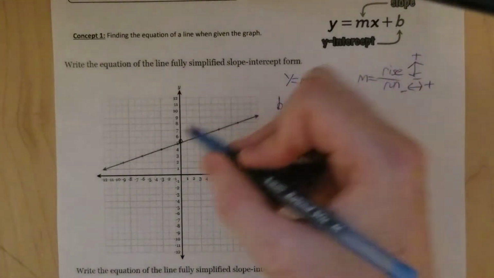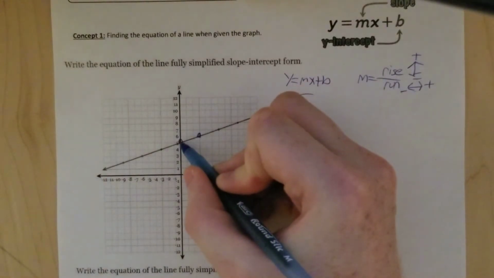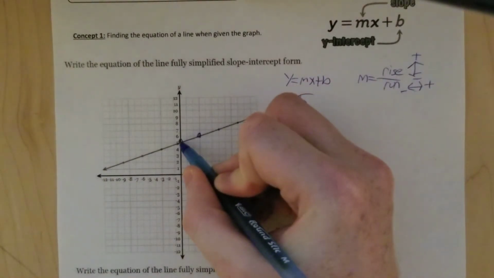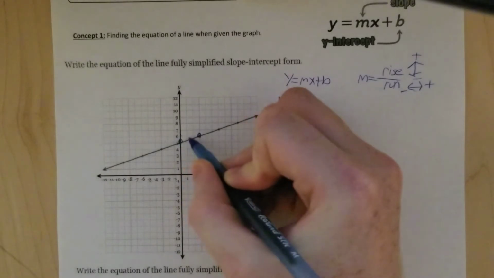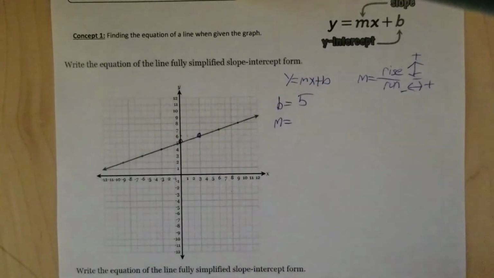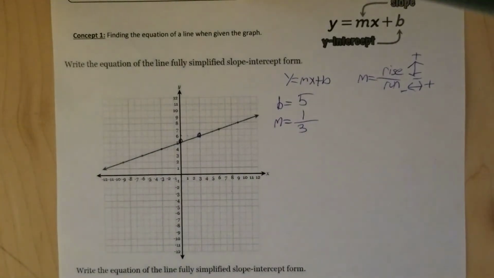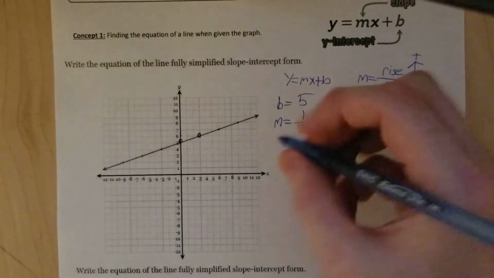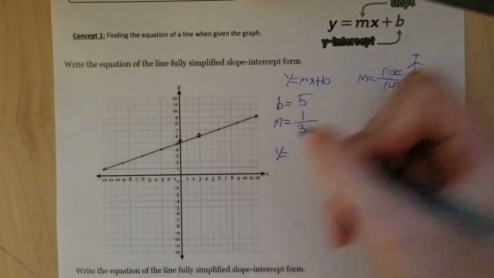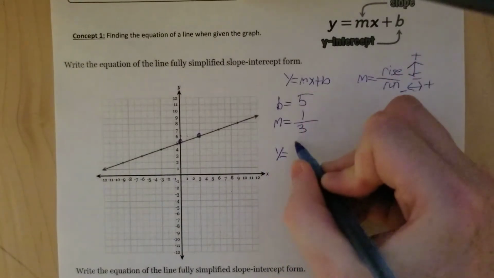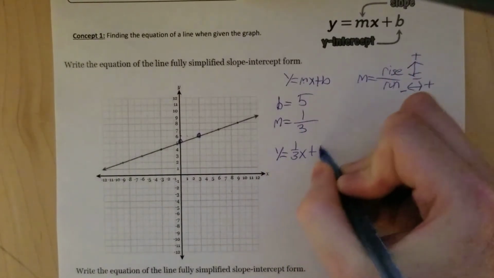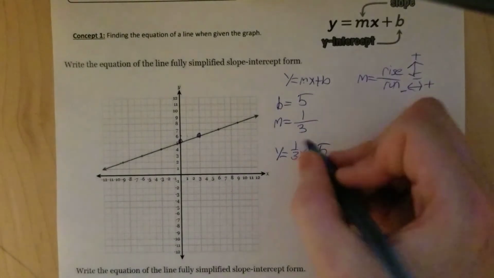Between these points, my advice is to always start at the left one, and you're going to go up 1, right 3. So your rise would be 1, and your run would be 3. Now that we've got our y-intercept and our slope, we just have to put it into our formula. So plug it in, you'd have 1/3 x plus 5. And that would be our answer.